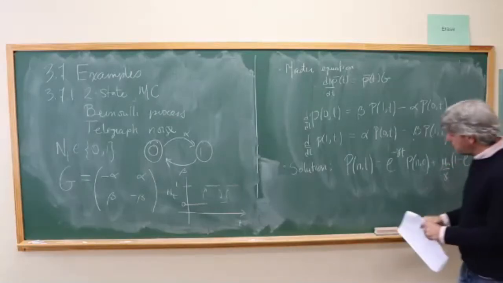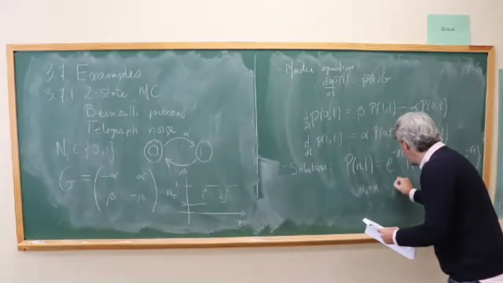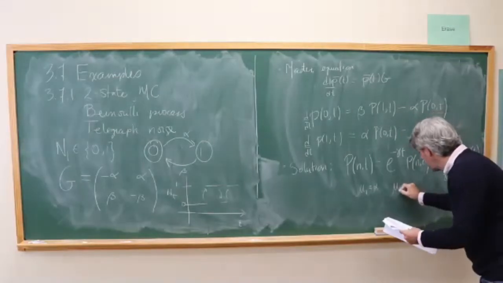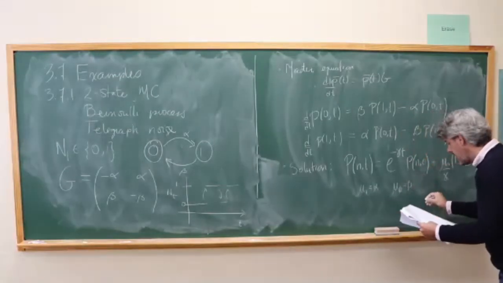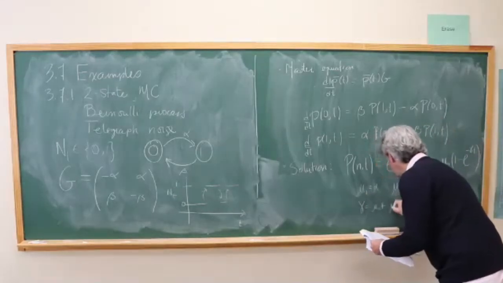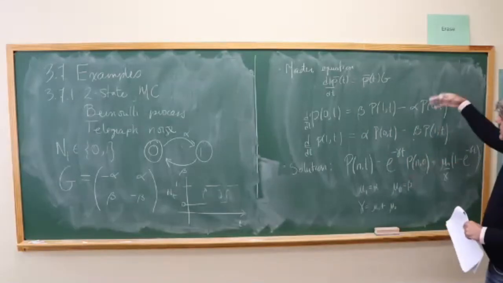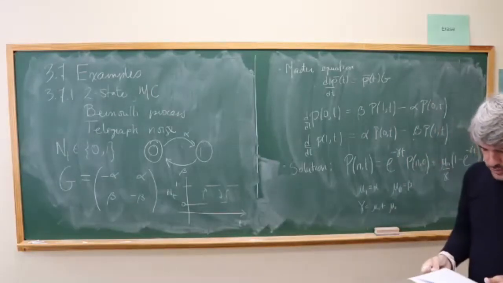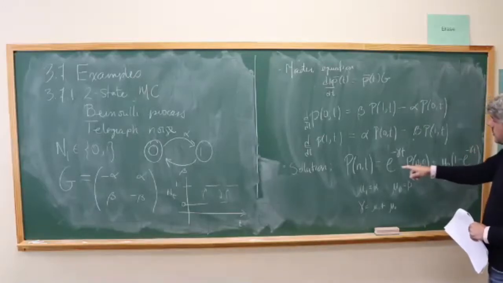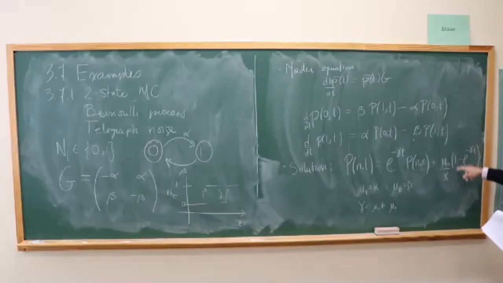And here I have two parameters. μ1 is alpha, μ0 is beta, and gamma is μ1 plus μ0. Okay, so that's the explicit solution. You can plug this in and realize that it solves the master equation. And moreover, depending on your initial distribution, if you take time going to infinity, this will go down to 0, so you have that term.